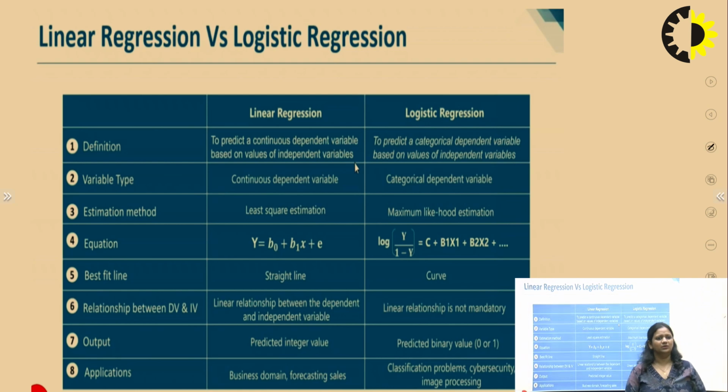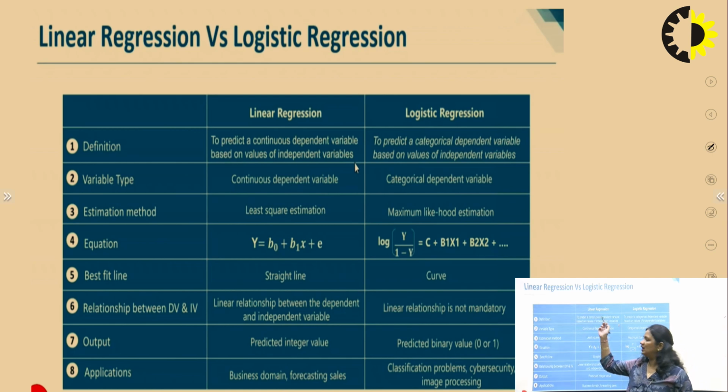So at last we discuss the difference between linear and logistic. We already discussed the definition: to predict a continuous dependent variable and to predict a categorical dependent variable. Variable types, yes: continuous dependent variable, the values are changing. Categorical dependent variable, the dependent variable will be categorical, 0 or 1.